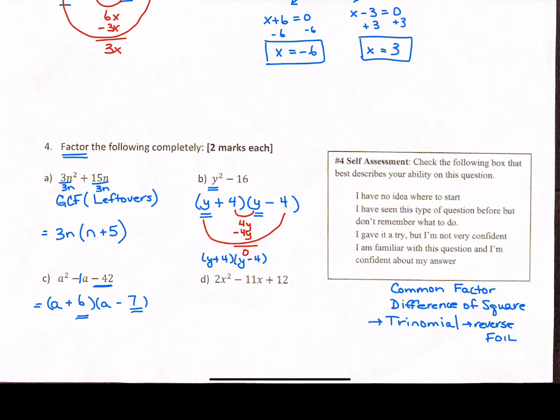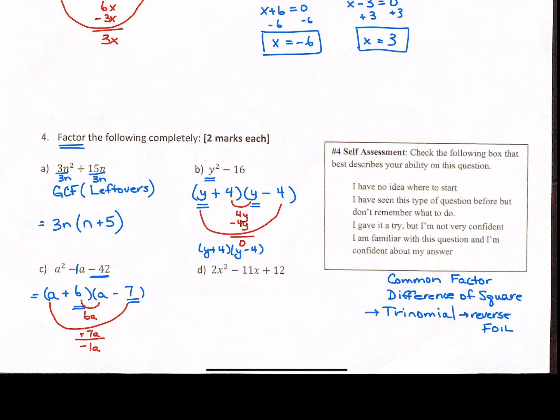Once again, what we want to do is double check to make sure we did that correctly and check our middle term by using that SMILES check. So 6 times a is positive 6a. A times negative 7 is negative 7 of those a's, which gives us negative 1 of those a's in the middle, and that's exactly what we want. So the correct factored form would be a plus 6 times a minus 7, or if you swap the order, a minus 7 times a plus 6.